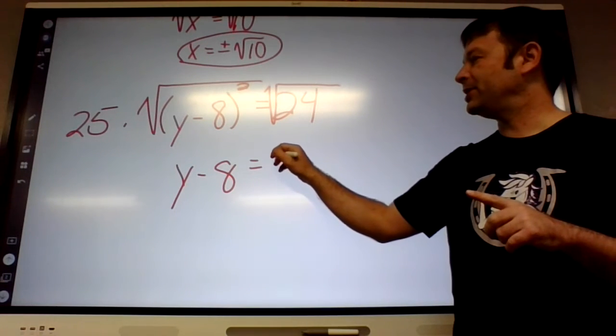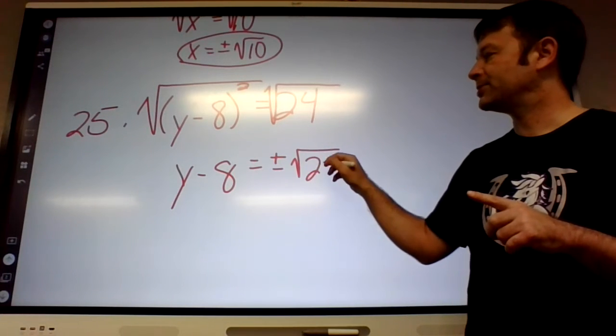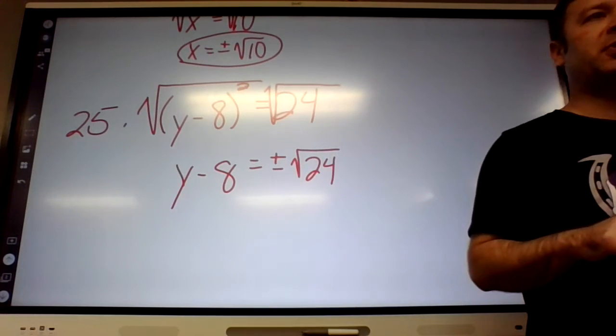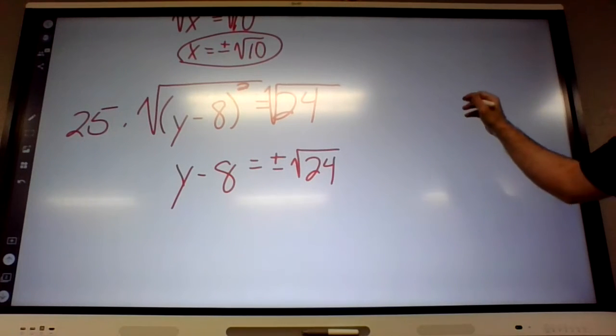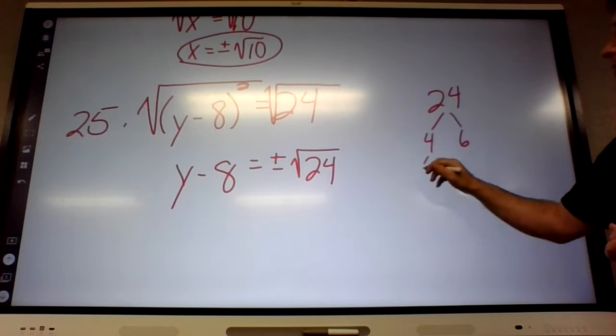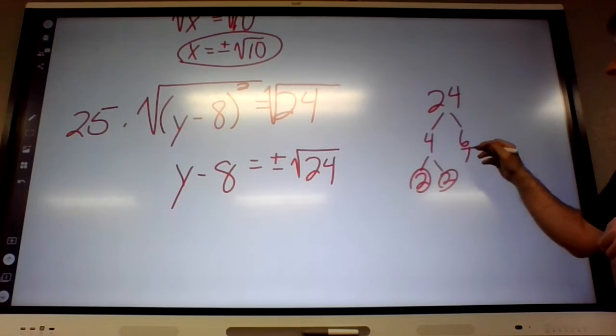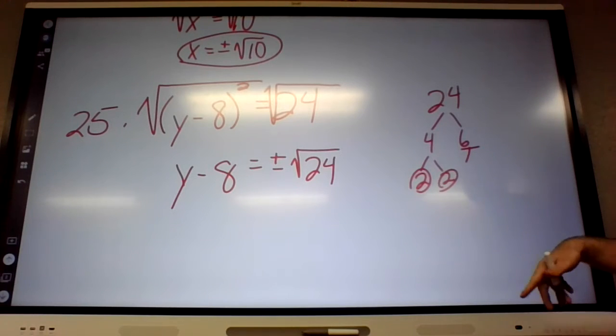Okay, since we already used the square root trick, we should already have the plus or minus right now. Plus or minus square root of 24. Does square root of 24 simplify? Yeah, 4 times 6. It's basically 2 square root of 6. This 6 doesn't have any perfect squares in it.